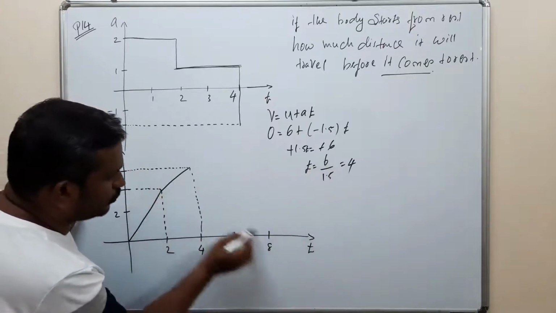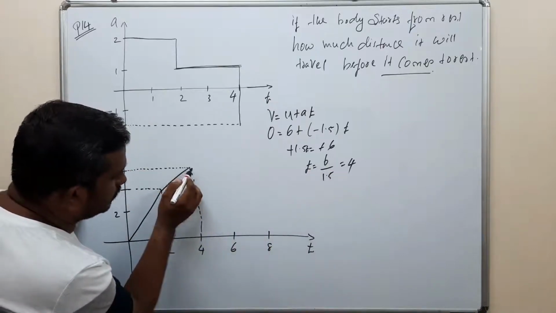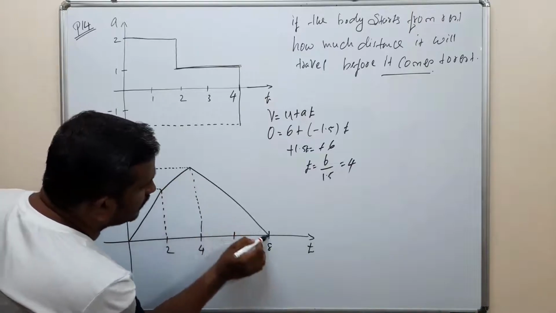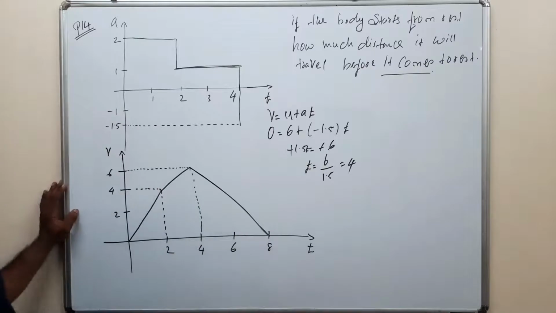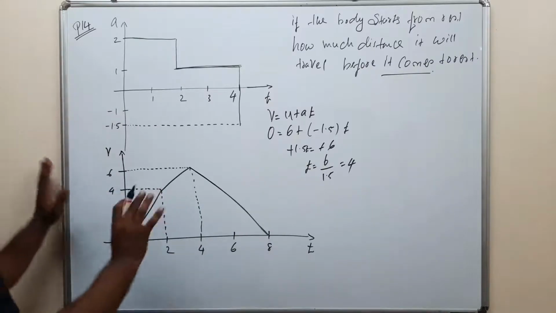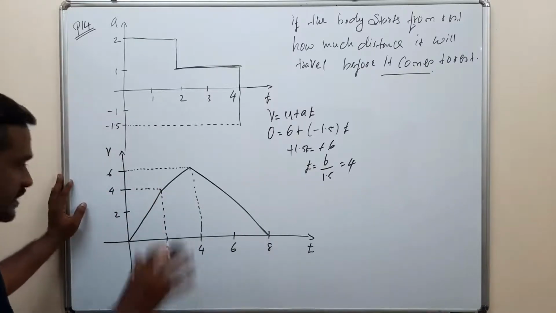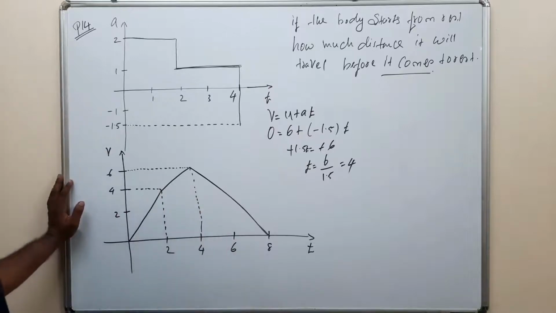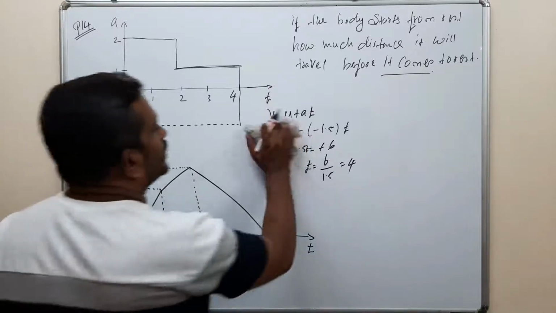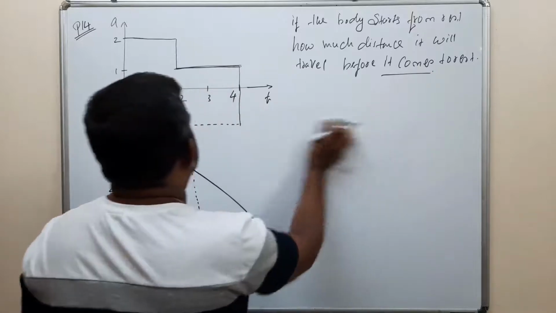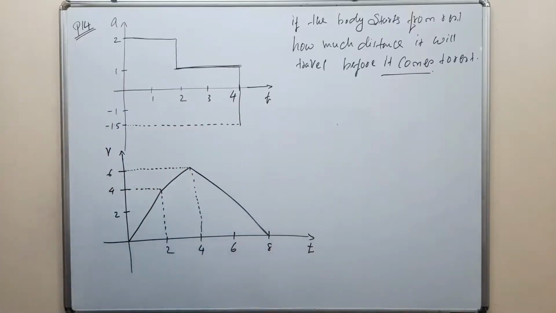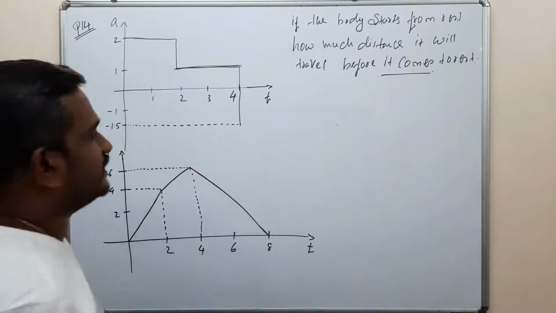That means 4 to 4. Therefore at 8 seconds the body comes to rest. So that is the velocity time graph. This velocity time graph gives the displacement traveled by the body. So the area under the velocity time graph gives the displacement traveled by the body.